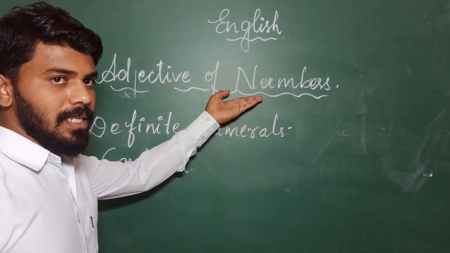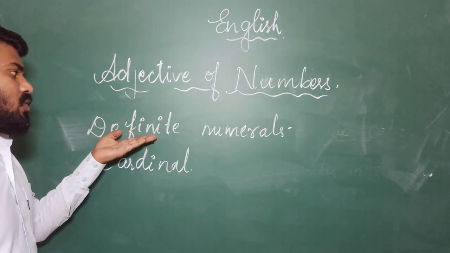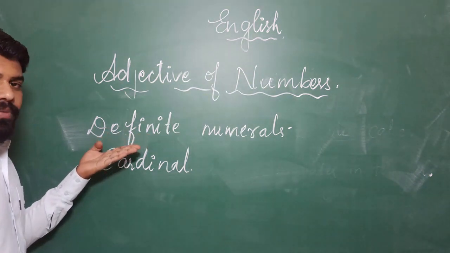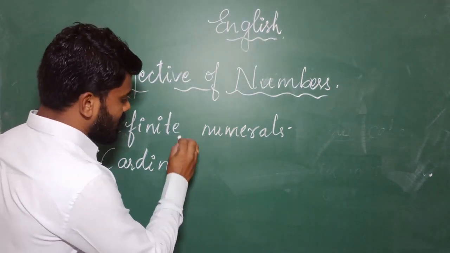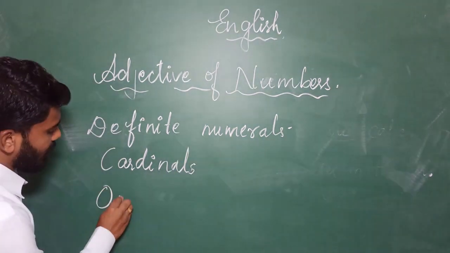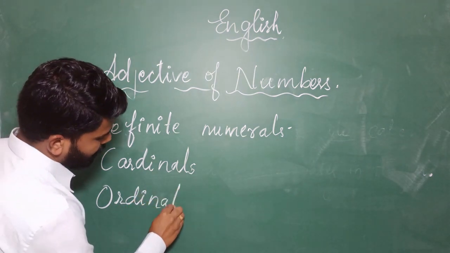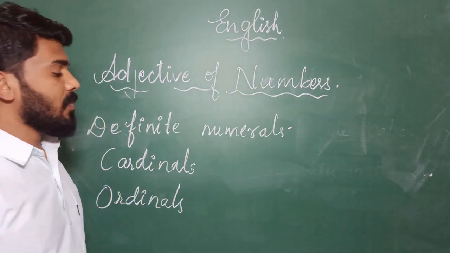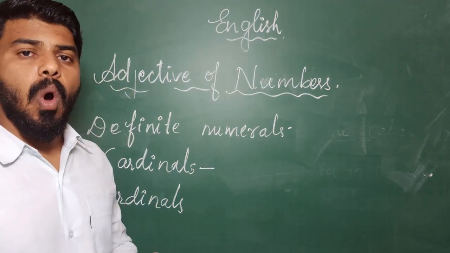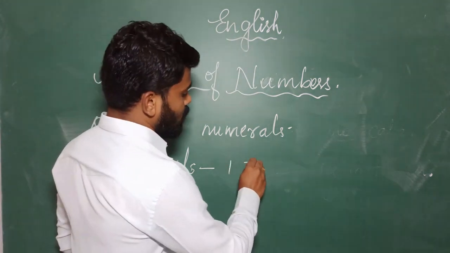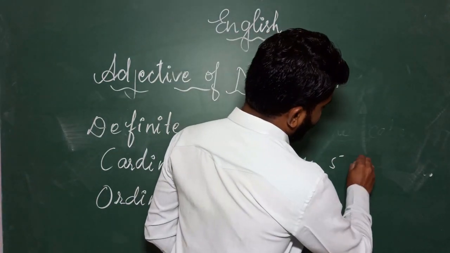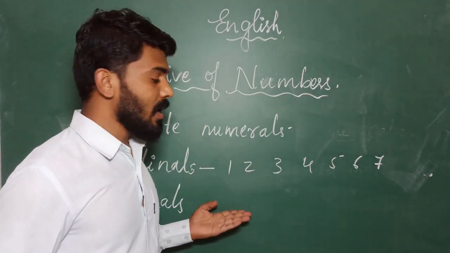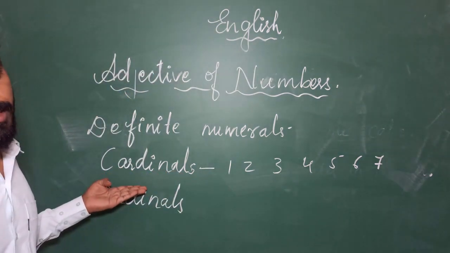Okay, the adjective of numbers further divides into definite, indefinite, distributive. The definite is divided into two. One is cardinals and the second one is ordinals. So let's see what is cardinal and what is ordinals. The cardinals deal with all the numbers like 1, 2, 3, 4, 5, 6, 7, whatever the exact number you mention, they are under cardinals.